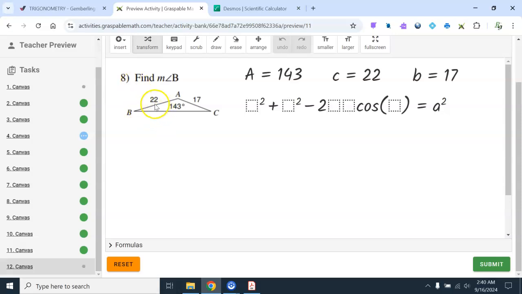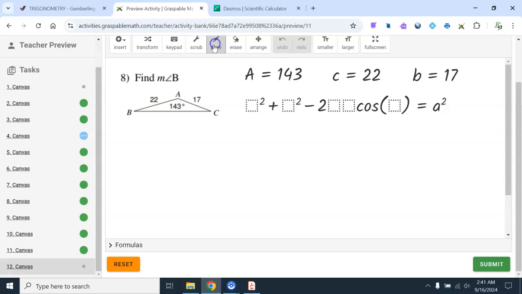Alright, so they're asking for angle B, and if I'm looking for angle B, I need all 3 sides, because law of cosines for a missing angle means I need the three sides to be able to use the formula. I don't have any opposite side-angle pairs, so law of sines cannot be used in this problem. So the first step to find this angle is that we have to find this side first to get to the three sides.